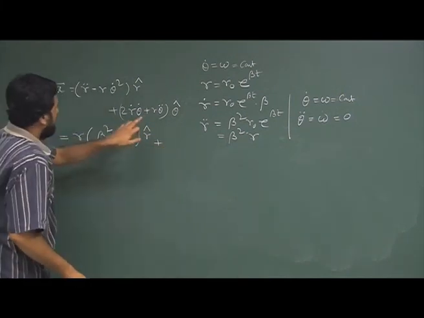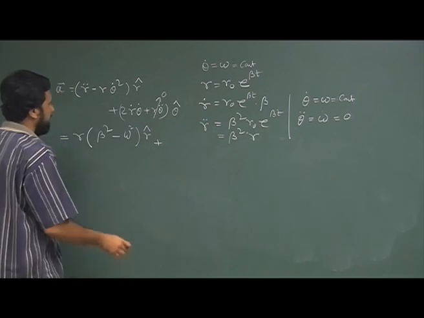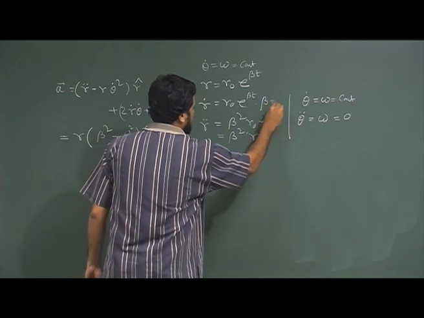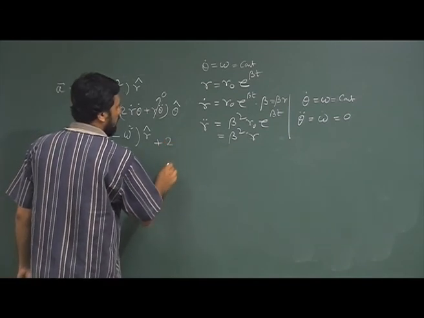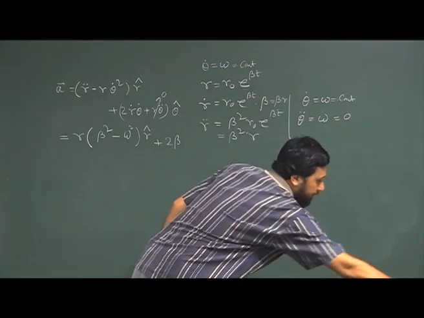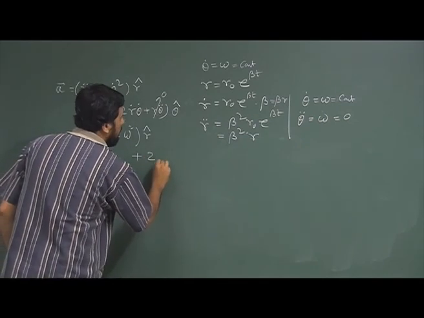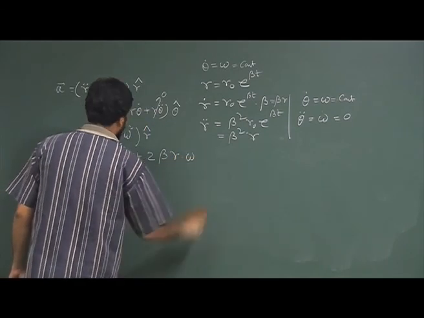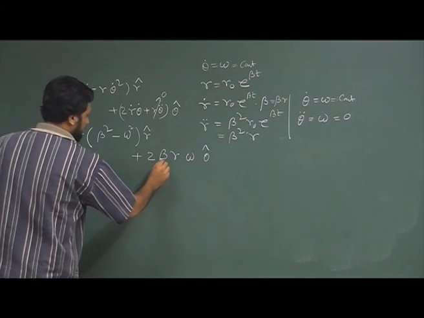plus, now theta double dot is equal to 0. So, this term does not contribute to our final expression. R dot is r 0 e to the power beta t times beta, which is essentially beta times r. So, we have 2 beta, or I will just write it down for clarity, plus 2 beta r into omega theta dot, right.